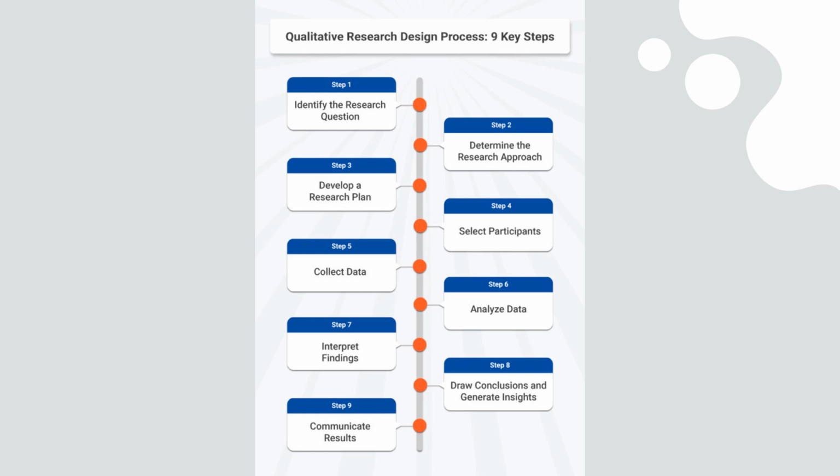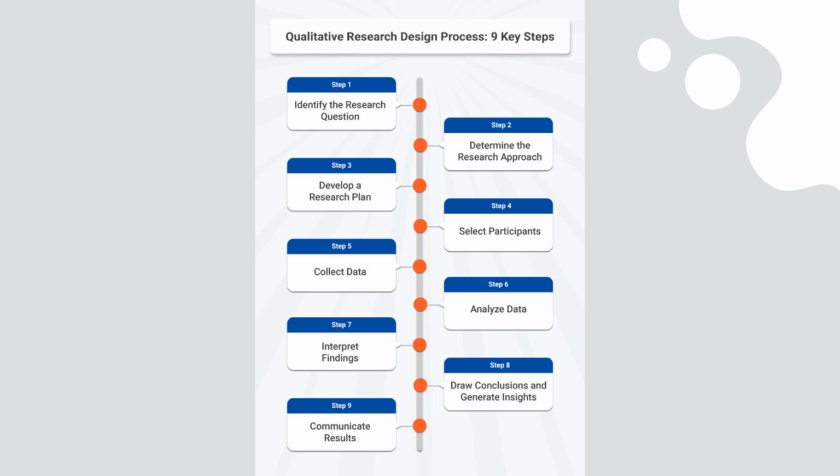Step 6, analyze your data. Engage in data analysis to identify patterns, themes, and insights from the collected data. This may involve coding, categorizing, and organizing the data using qualitative analysis, either by hand or using software or other manual techniques. Use iterative, abductive, and reflexive processes to refine and deepen your analysis.